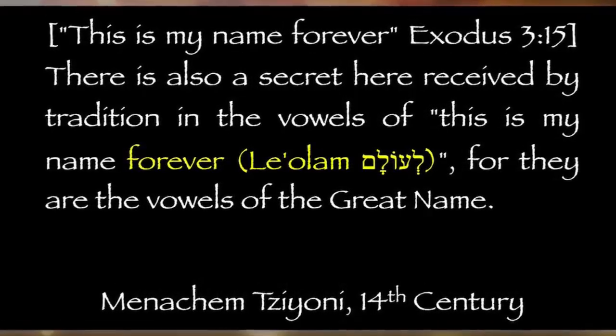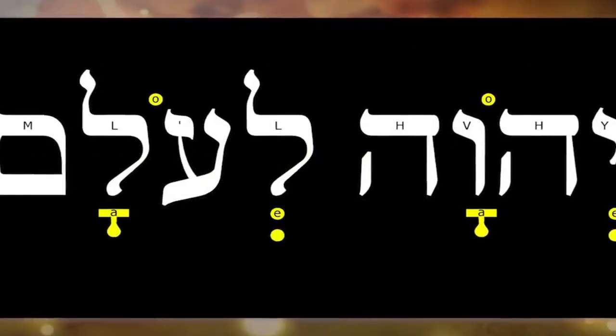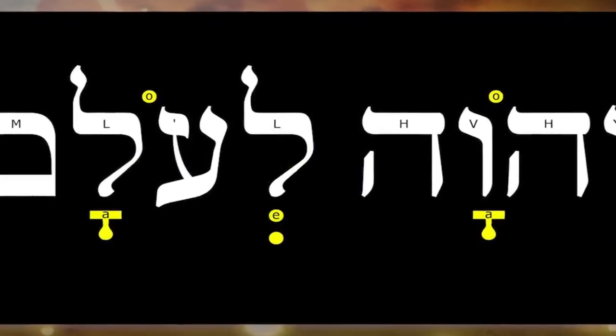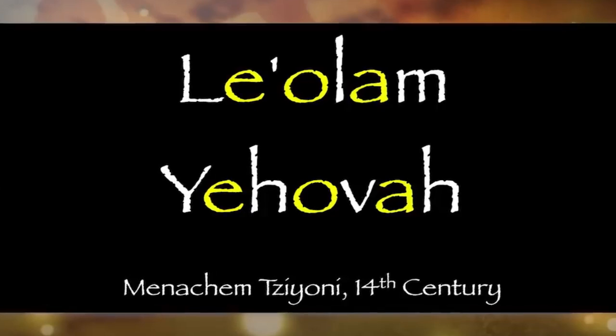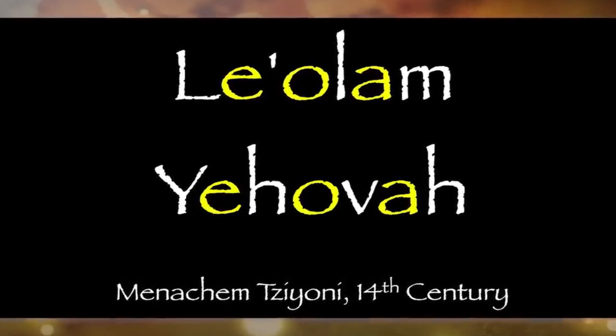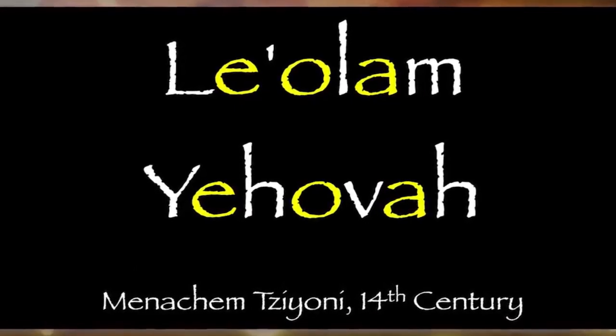The word forever is Le'olam, and you can see here, I have a graphic that illustrates this. Le'olam has the same vowels as Yehovah, which are the vowels Shva, Cholam, Kamatz. And this is what it looks like in English, Le'olam, Yehovah. He's telling us the statement, this is my name forever, is itself a hint at the true pronunciation of the name. Now, is that what God meant when he said to Moses, this is my name forever?